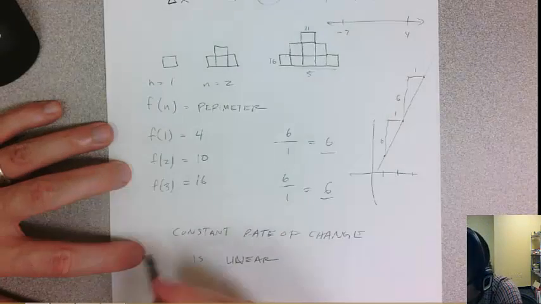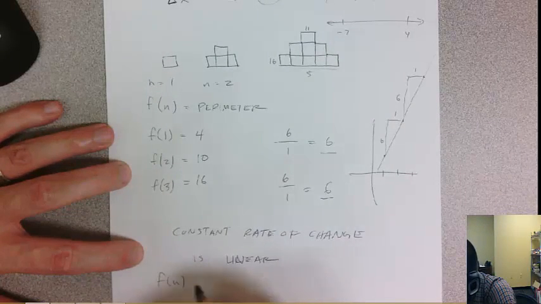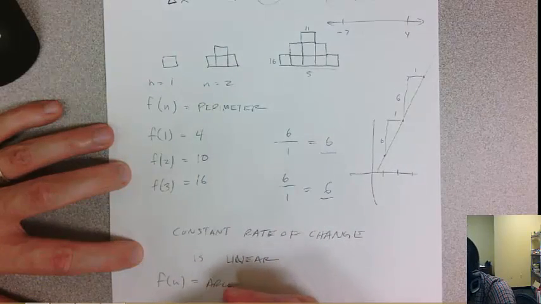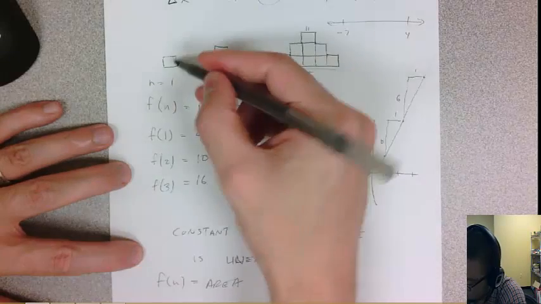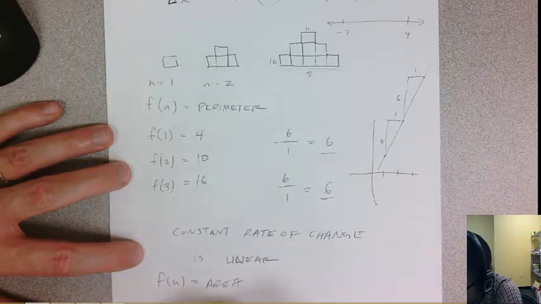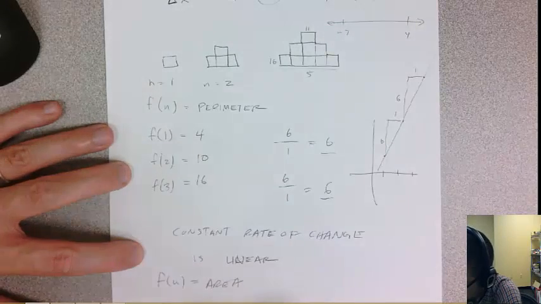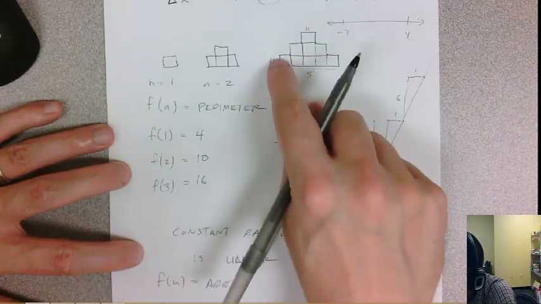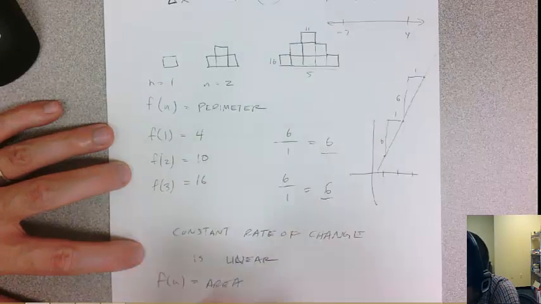Okay, if I were to compare the function, let's say we looked at f of n, and we'll say it's the area instead of the perimeter. Now this would just be an area of 1 square inch, right? So f of 1 is 1. F of 2 would be 4 square inches. F of 3 would be 5 plus 4, which is 9.